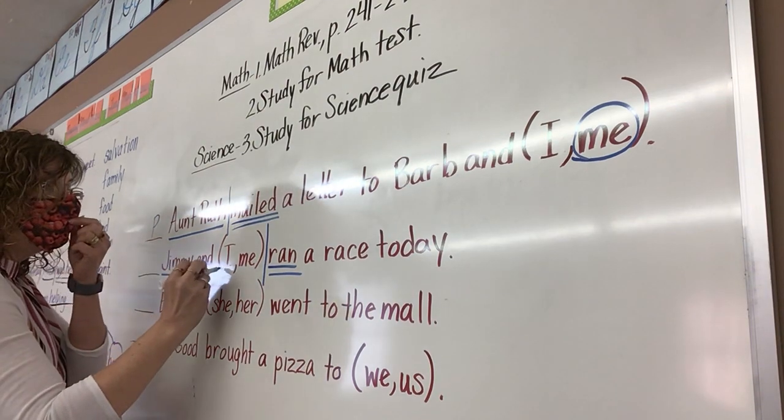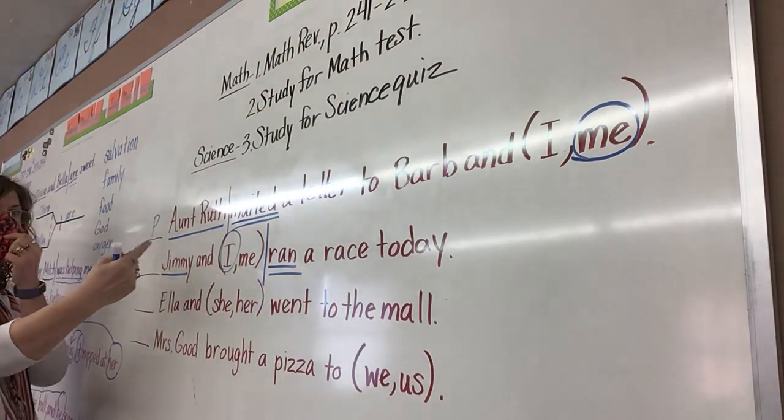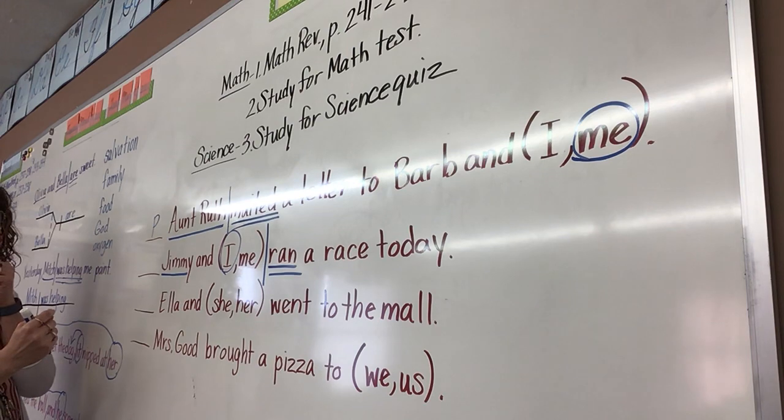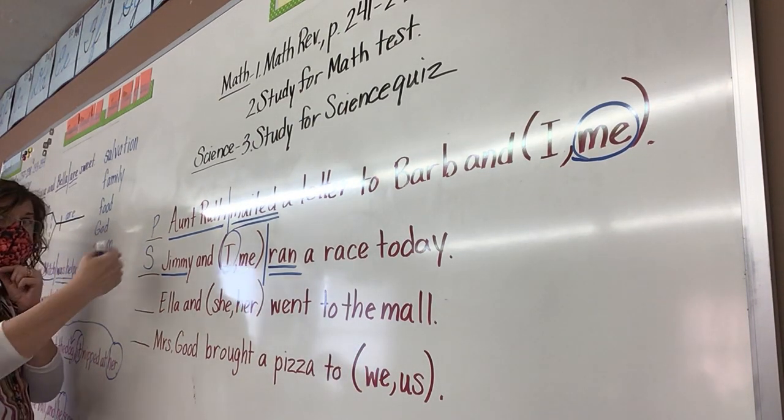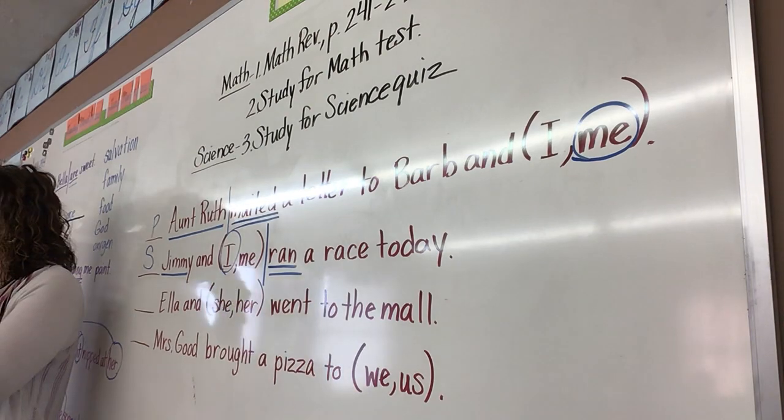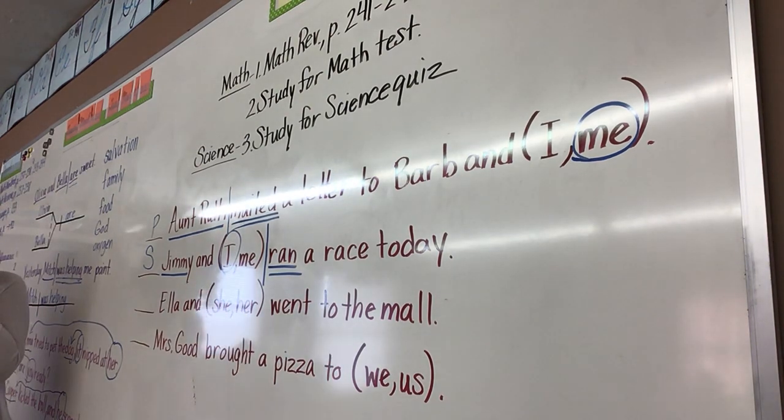I should pick I. Plus, this is on what side of the sentence? Yes, so you need to put an S because this is the subject side of the sentence. That's why we're picking I. All right, let's look at the next one.